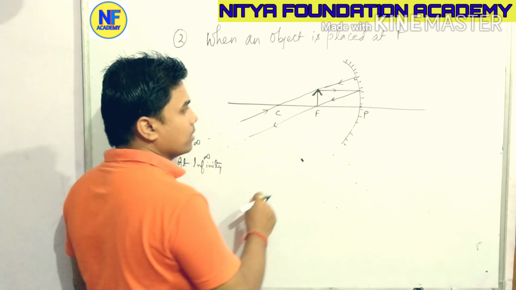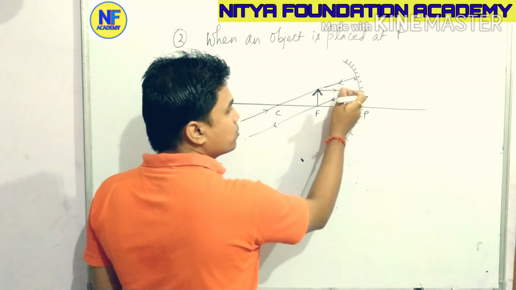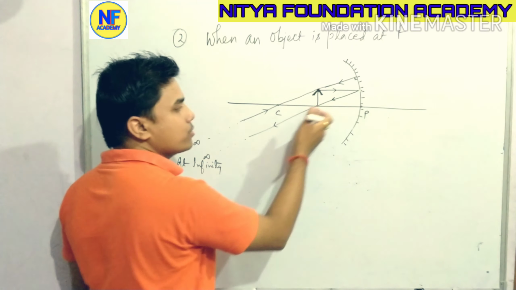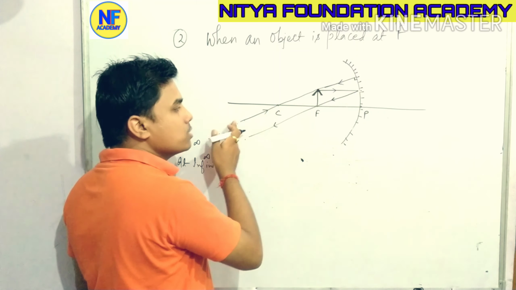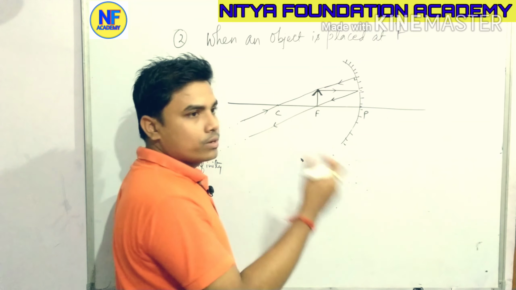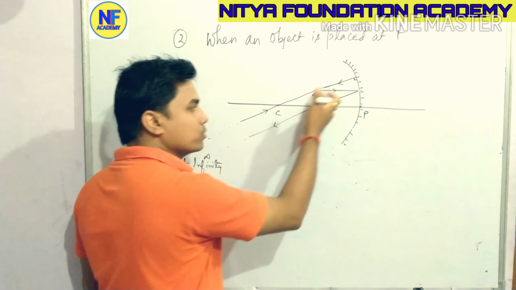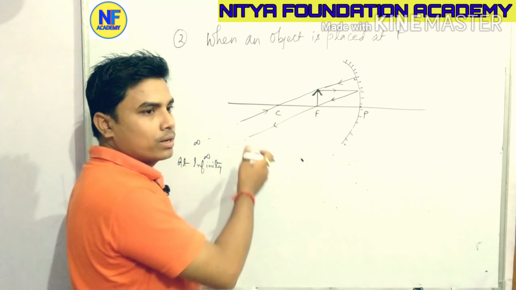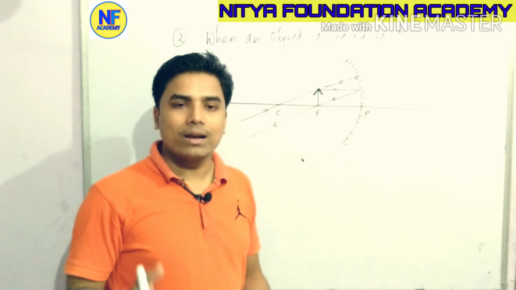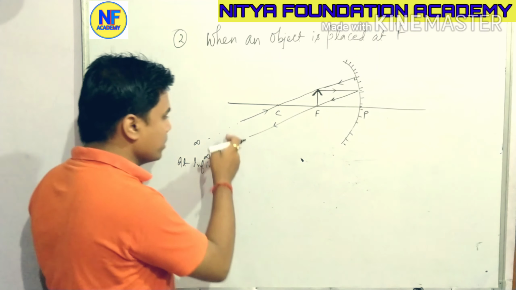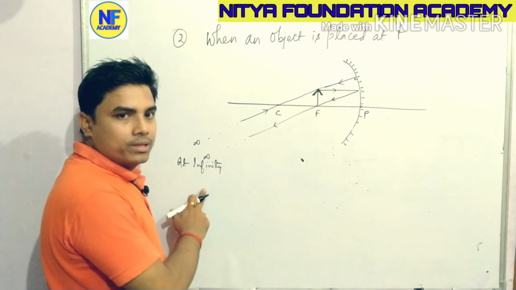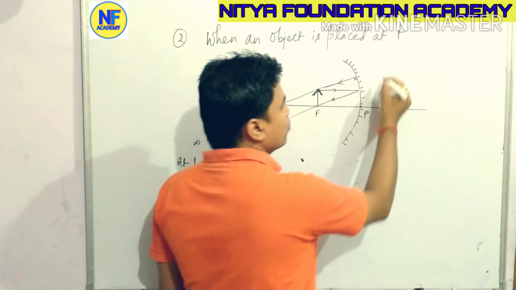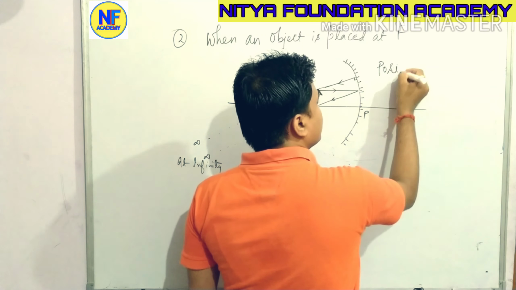So here we understand that when an incident ray moves parallel to the principal axis, after reflection it moves through focus, and when an incident ray is moving through the center of curvature, after reflection it just moves back along the same path. So after reflection, these both rays will meet at one point, and that point will be the infinity. So we will just move to the properties of this image.